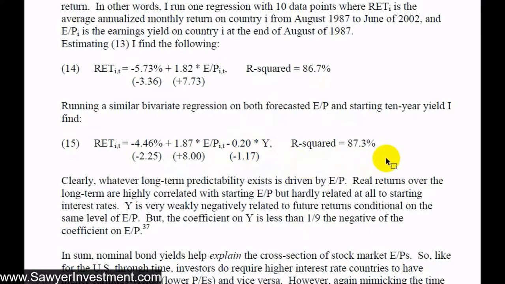So in sum, if you're trying to predict which country is going to outperform the others, your best bet is to find the one with the highest earnings yield, and ignore whatever the interest rates are, which is what the Fed model asks you to do.